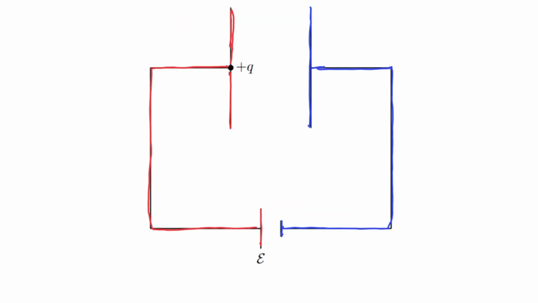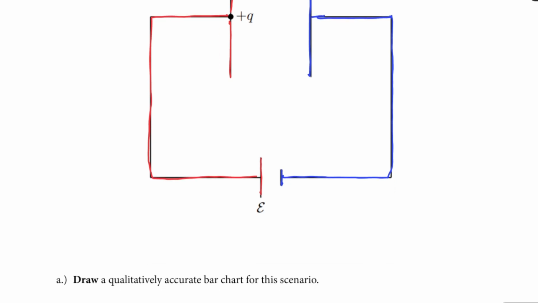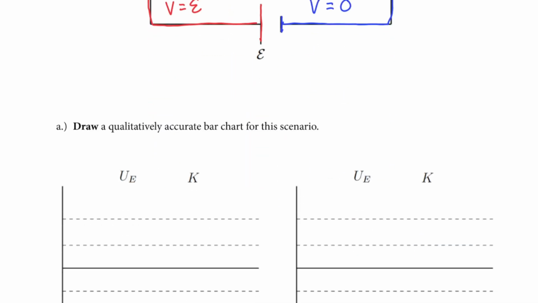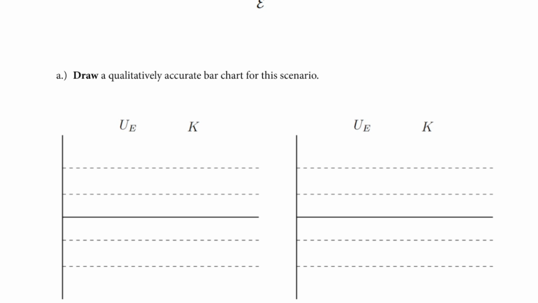So this is the case where we don't define potential to be zero at infinity. Anytime you have a circuit, we define it to be just the lowest position you can reach, which is the negative terminal of the battery. So here, our potential is epsilon, and here our potential is 0. So we can visualize this energy problem using a bar chart.